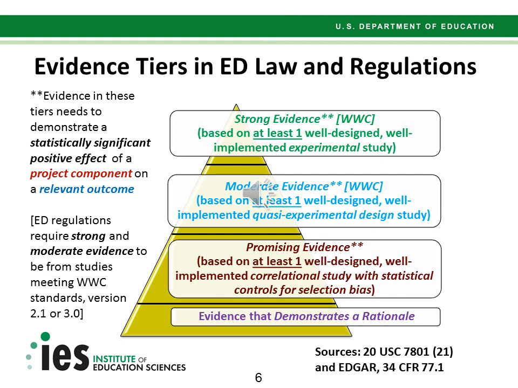Promising evidence needs to be based on at least one well-designed, well-implemented correlational study with statistical controls for selection bias, demonstrating a statistically significant and positive effect of a project component on a relevant outcome. It is not necessary for this study to meet What Works Clearinghouse evidence standards or be reviewed by the WWC. The lowest tier, evidence that demonstrates a rationale, does not need to be based on research with a statistically significant finding or that has been reviewed by the WWC, but should indicate that the project component is likely to improve a relevant outcome.